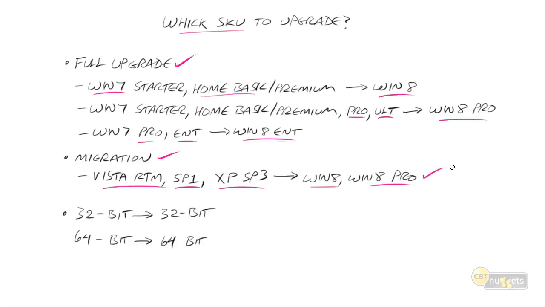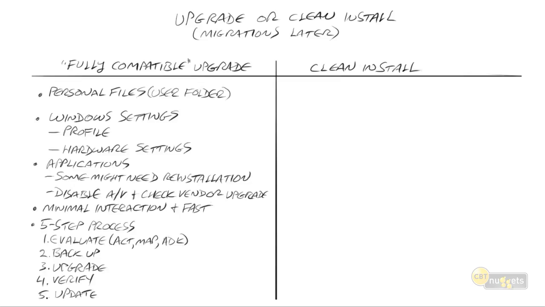Also bear in mind that if you started off with a 32-bit version of Vista, XP, or Windows 7, you can only upgrade or migrate to a 32-bit edition. You can't all of a sudden jump the gun and go to 64-bit. Likewise, if you started off with 64-bit in the previous edition of Windows, you can only upgrade to a 64-bit edition as well.